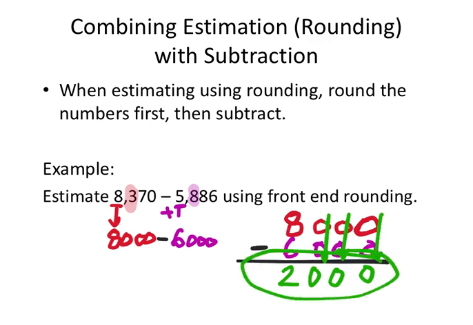But I'm going to reiterate this again. With front-end rounding, sometimes you're not always rounding to the same place value. Like this one it was, because the front number was in the thousands place value for both, but it is possible with front-end rounding to round to different place values for the two numbers.